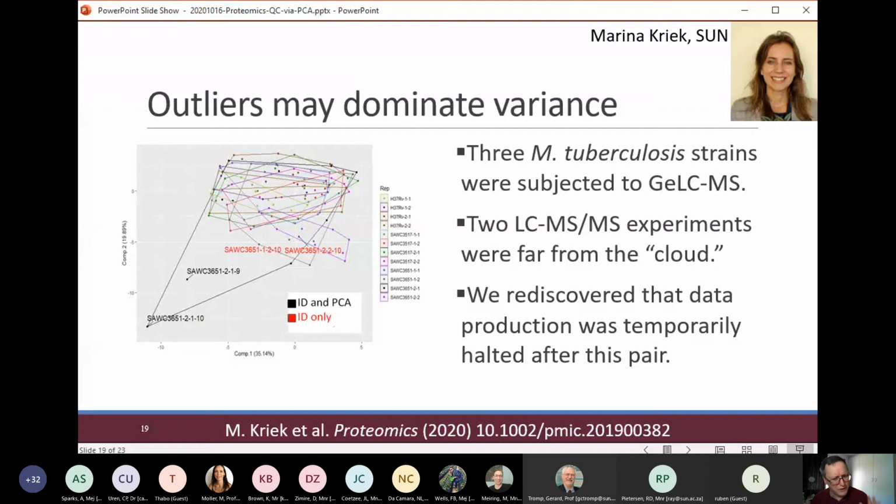About 3 weeks passed between the time these 2 flawed experiments were run and when she started running the next set of experiments. Those new experiments then fell right back in the cloud with everything else. So you might reasonably ask, why didn't she rerun these 2? The answer is it costs money to keep the instrument running. And in this case, those two files had not been detected as faulty by their day-to-day quality assurance steps. So this is an example that data sets that go to publication may yet contain quality outliers that are problematic.